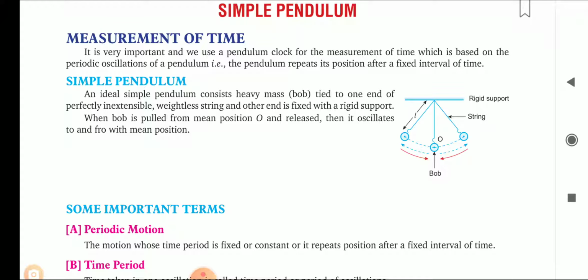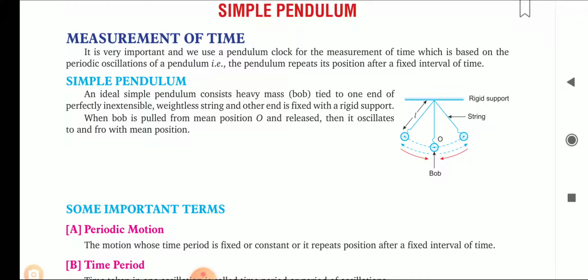First of all we will see the basic construction of a simple pendulum. Its basic construction is very simple. There is some rigid support. From that rigid support one thread is tied, and to that thread one metallic bob is attached. We have this apparatus in the lab, and we will do the experiment on it also. So that bob is attached with a thread.